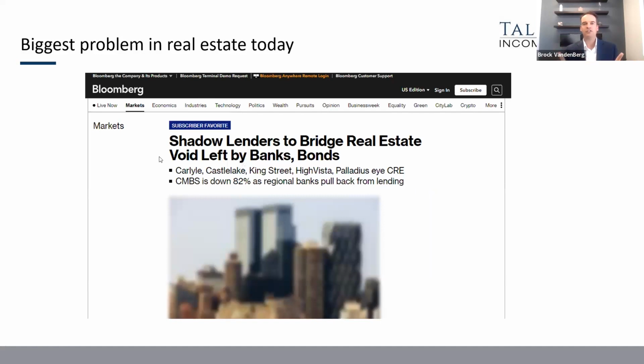So I want to show this to you because it isn't me just telling you that there is an issue, a void left by banks. Bloomberg had a great article a week or two ago talking about, and they used the term shadow lenders, and I hate to use the term shadow lenders. It's really the private lending industry is the term they should use, but shadow lenders to bridge real estate void left by banks. So they're highlighting the issue that is today, which is banks are not lending. Real estate investors and big groups are relying on the private lending industry to provide the capital that they need to continue to operate, to continue to invest.